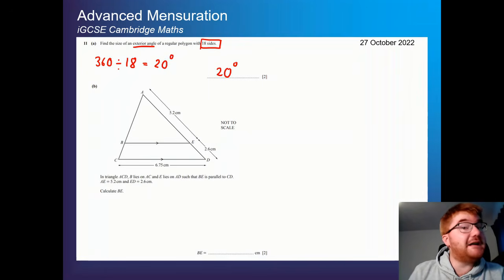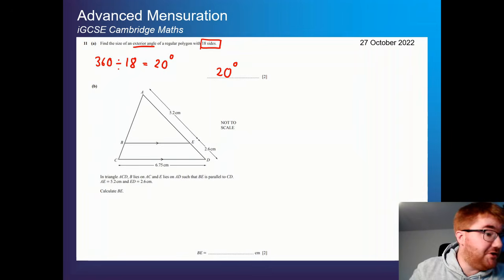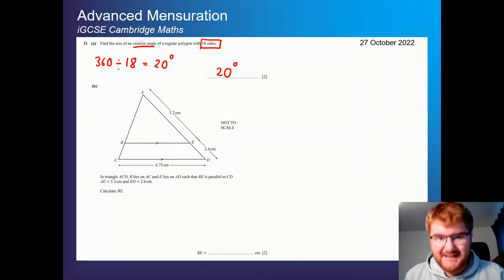Again, I really recommend you check out that video, it's just above, where this is a trigger word that comes up more and more often on these 2021, 2022 papers, and you'll see you get 2 marks for doing not too much work in this case.